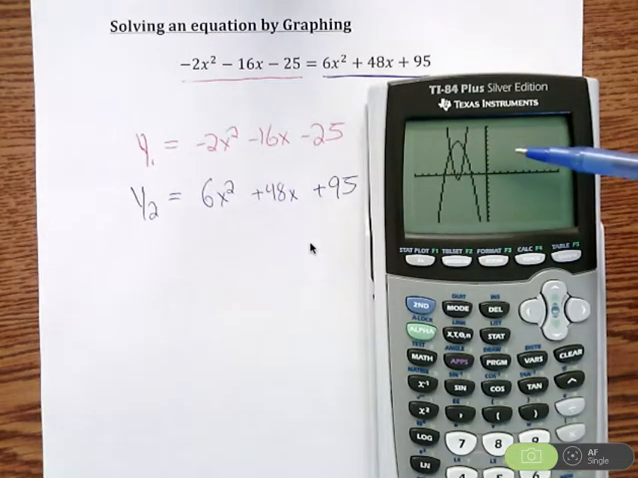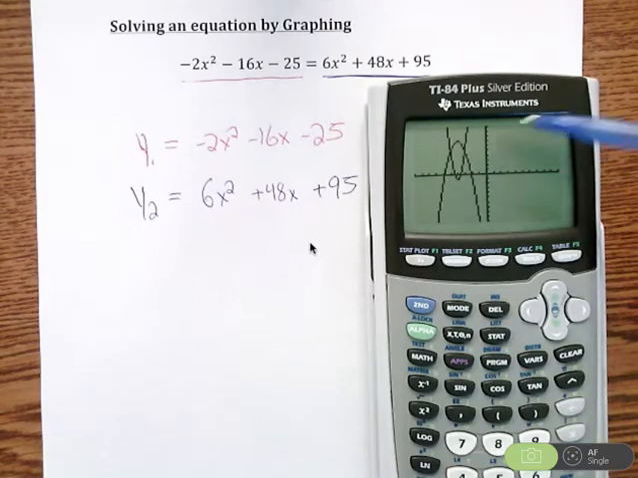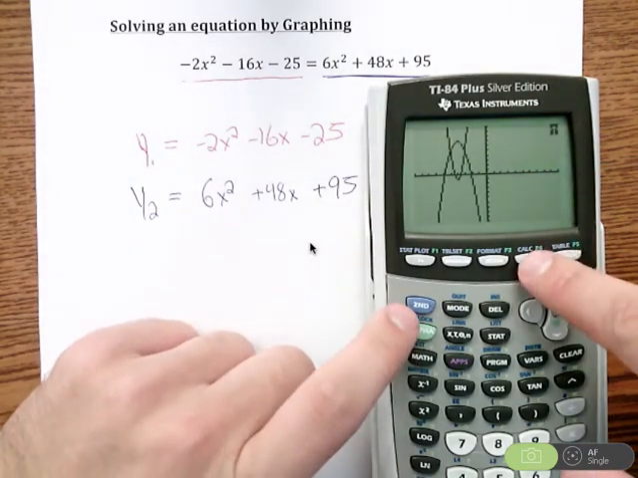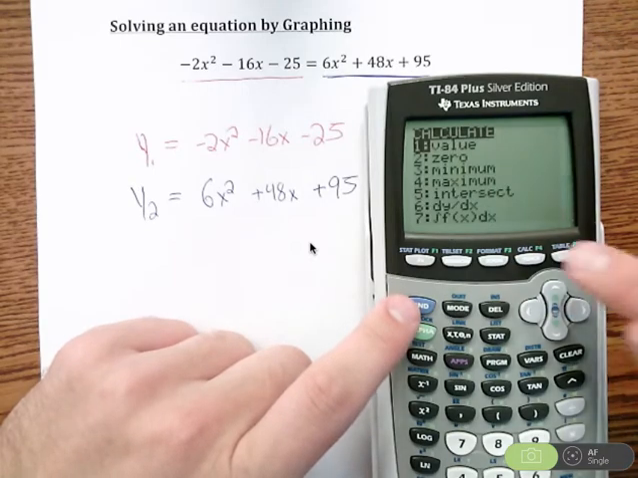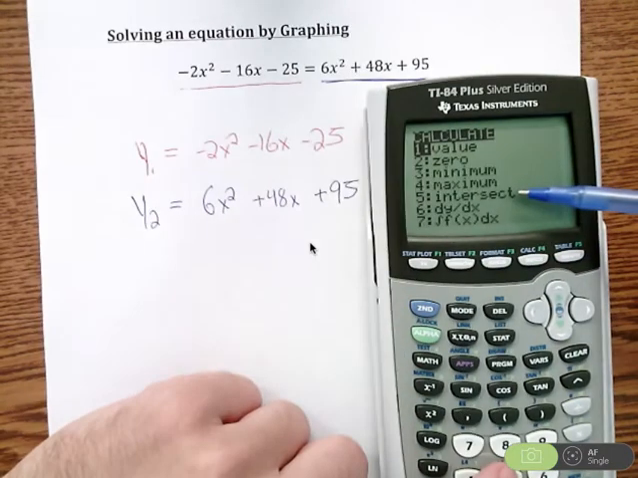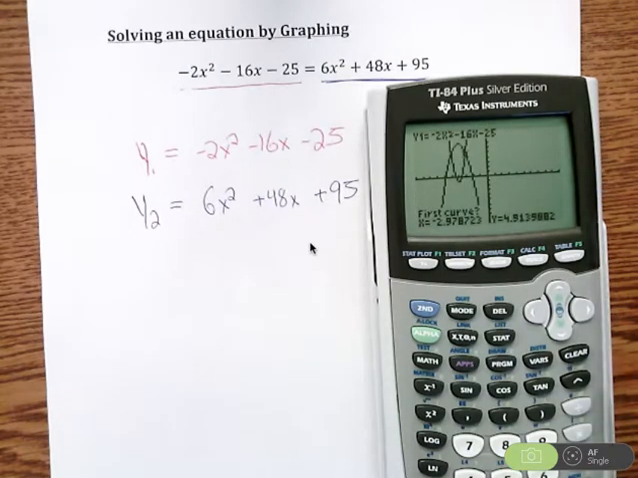Now what we're going to find, and this is very similar to solving a system by graphing, we're going to find the x-intercepts, or sorry, not the x-intercepts, the intercepts of the two graphs. So to do that, I've talked about this in previous videos, we're going to go to Second, Calc, these two buttons, and then we're going to go to Intersect. And that will allow our calculator to determine where these two intersections are taking place.